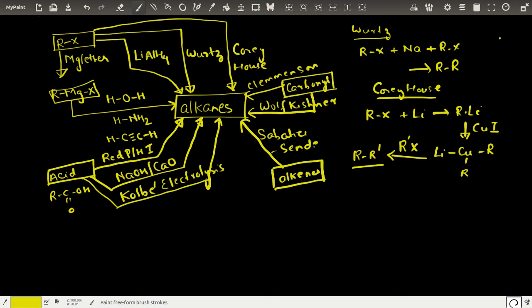So this is basically a reaction flowchart where we talk about how we can prepare an alkane. So the starting point can be alkyl halide, it can be acid, it can be carbonyl compound, or it can be alkenes. We'll continue with the preparation methods of other functional groups shortly.